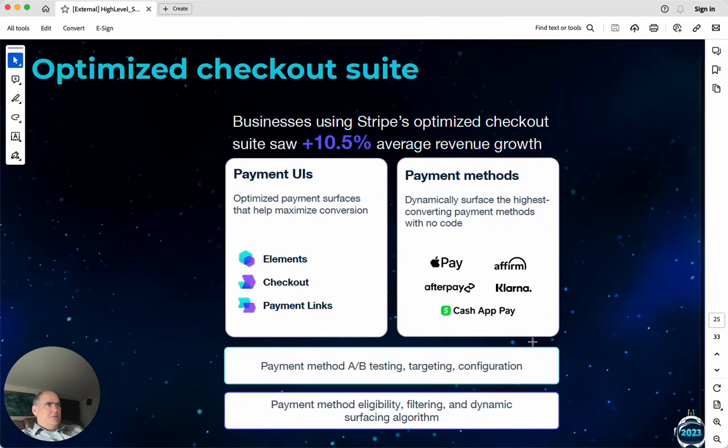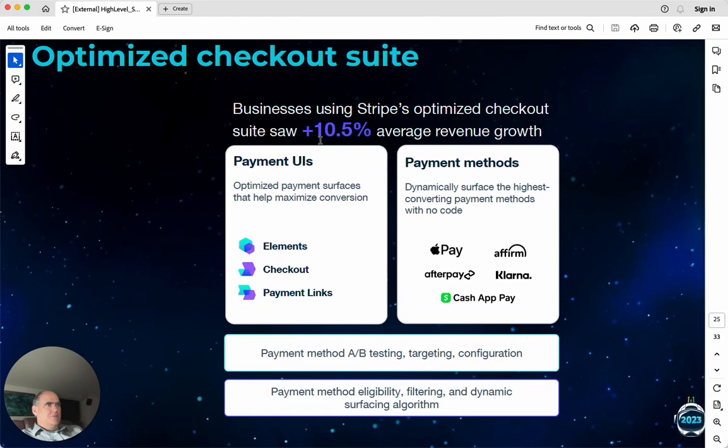Optimized checkout suite. Using Stripe's optimized checkout suite, saw 10.5% average revenue growth. Don't know exactly what they're working on here or talking about. What I did find interesting was they're doing payment method A/B testing. And I found a situation where we had PayPal first on the list, and then we had the credit card second. And people would see the PayPal and go, well, I don't have PayPal. And so they wouldn't do anything. They would stall on the checkout. They would actually bounce out of the cart.